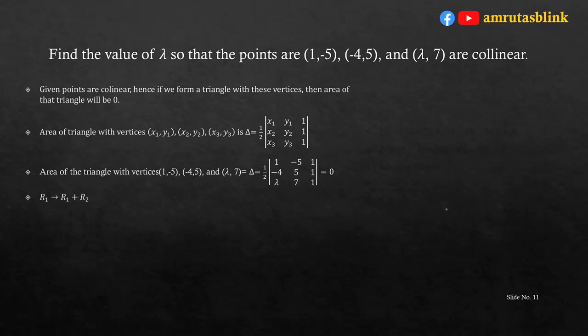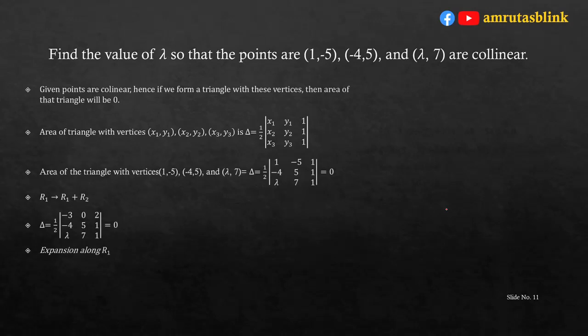Now, let us say R1 will become R1 plus R2. So, delta is equal to 1 by 2, 1 plus minus 4 is equal to minus 3, minus 5 plus 5 is equal to 0 and 1 plus 1 is equal to 2. Row 2 and row 3 as it is, minus 4 5 1, lambda 7 and 1.